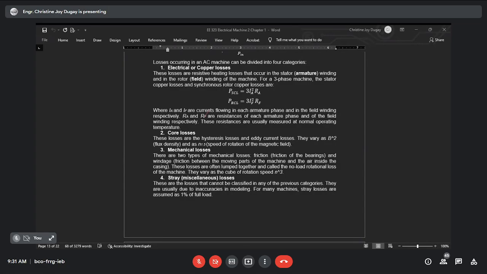So for a three-phase machine, we have the stator copper losses and in synchronous motors. In the armature, there is current flowing and there is resistance. You square the current and multiply it by the resistance. Why do we have a multiplier of 3? Since that is already a three-phase. Also with the field windings, which are part of the rotor windings, the rotor copper losses, RCL, equal I_F squared multiplied by the field resistance.